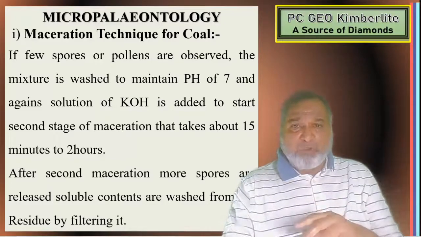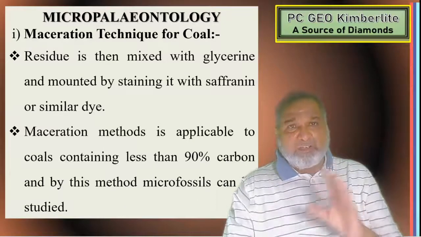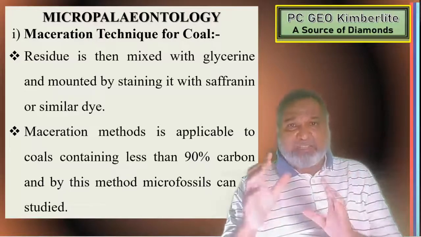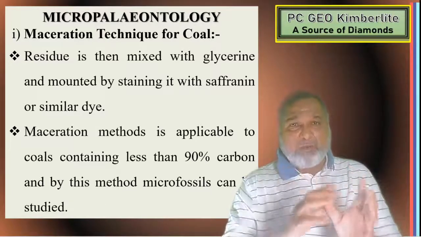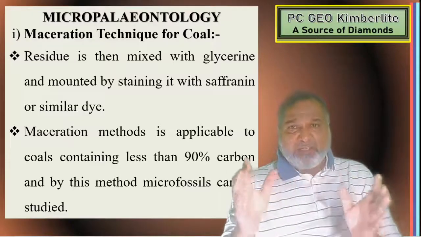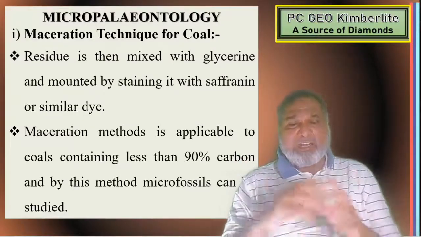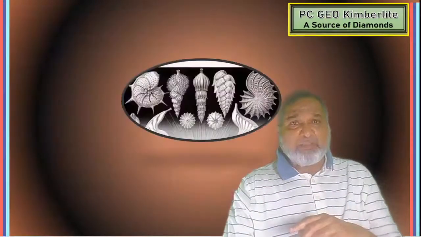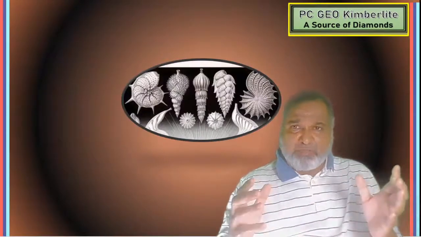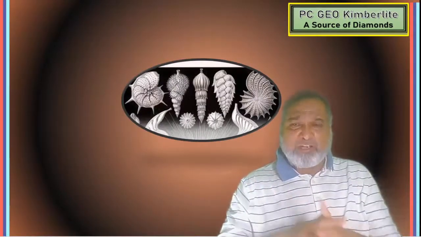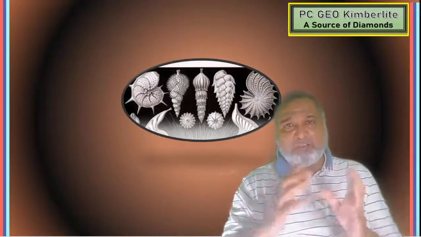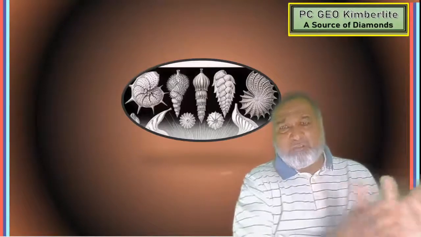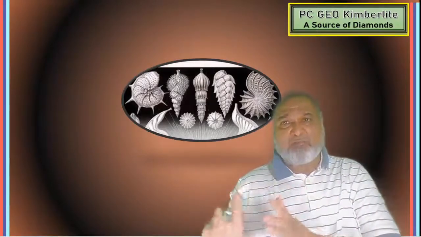Soluble content is washed from the residue by filtering it. The residue is then mixed with glycerine and mounted by staining it with safranin or a similar dye. The maceration method is applicable to coal containing less than 90% carbon, and by this method microfossils can be studied. I hope this is clear from my side. I tried to clarify how to recover microfossils from the matrix, which is divided into soft rock, calcareous rock, and hard rock.